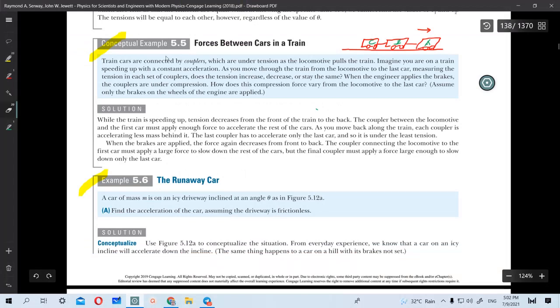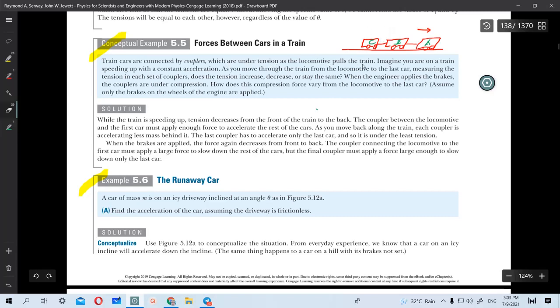Conceptual example 5.5 is an example to understand more about the force called tension. Tension here you will find as the connector between the cars. So train cars are connected by couplers which are under tension. So they are the connector.